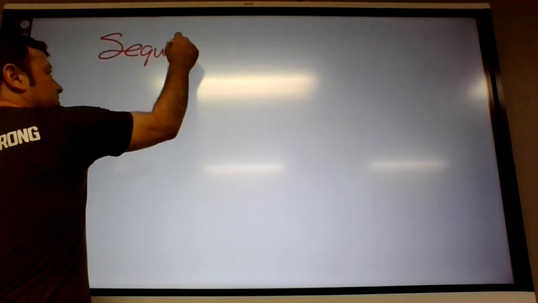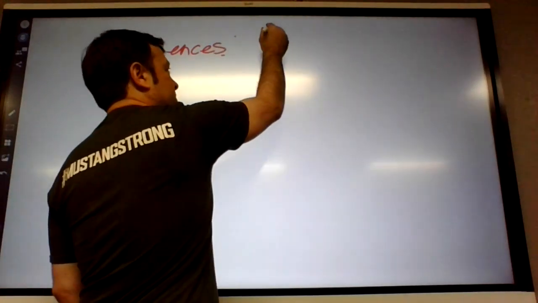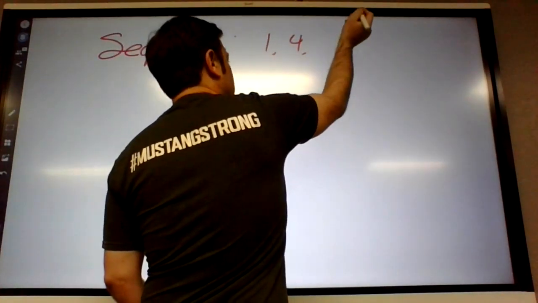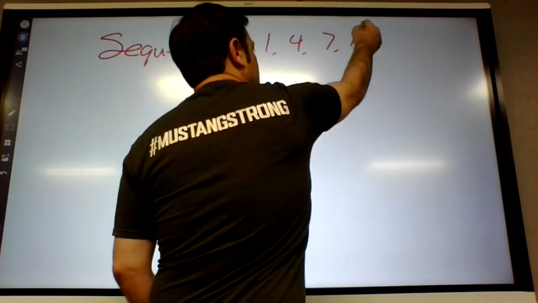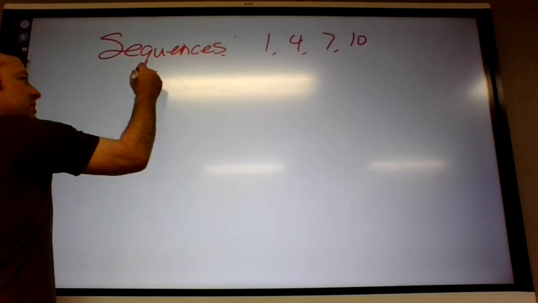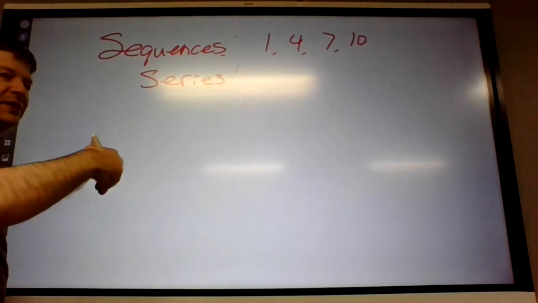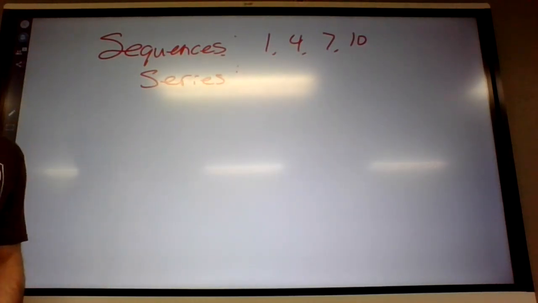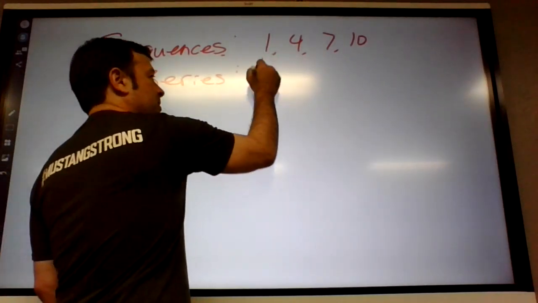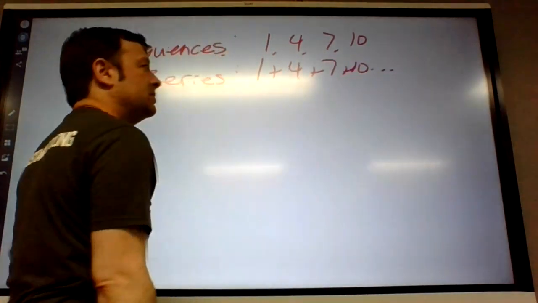So we have been talking about sequences, which is just like a series of numbers like 1, 4, 7, 10. Okay, just a series of numbers. There's a pattern between them. And today we're doing something called series, which is basically like a sequence where you add the terms together. So a series might be like 1 plus 4 plus 7 plus 10, and so on.